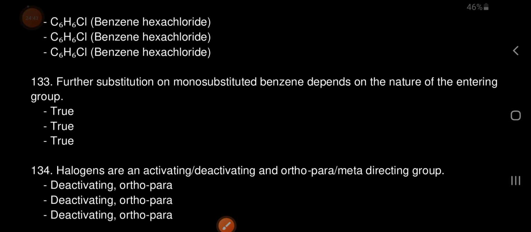Further substitution on monosubstituted benzene depends on the nature of the entering group. True. Halogens are activating or deactivating, and ortho-para or meta directing? Deactivating, ortho-para.